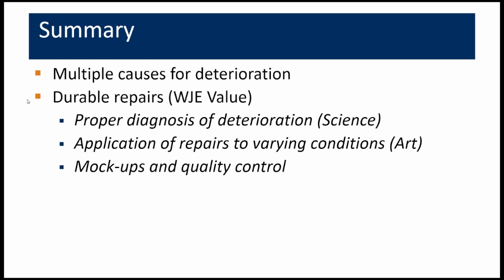So in summary, for our presentation, with slab on ground repairs in our experience, there can be multiple causes for deterioration, whether that's, as Kit mentioned, impact or fatigue or concrete materials issues. And really identifying durable repairs, which is where WJ can bring value, is very similar to how we approach other projects. That's with trying to get a correct diagnosis of what the deterioration is. That's what we call the science of this. And then we look at the repairs that we can do and how to apply them to those varying conditions. This gets into the art of the repair.